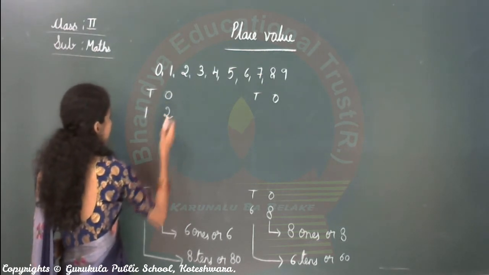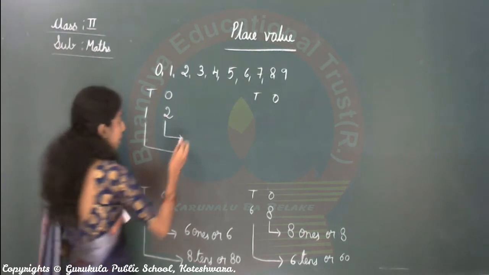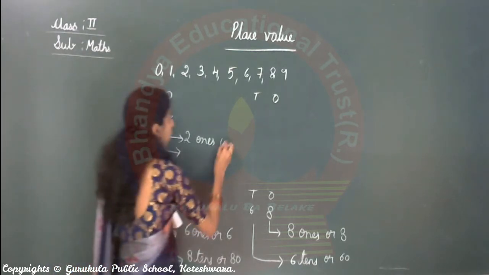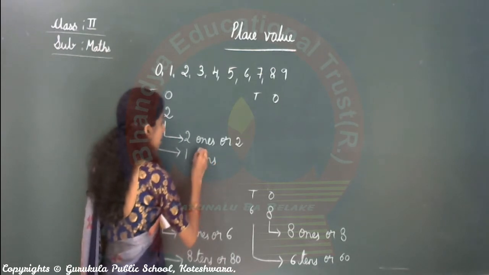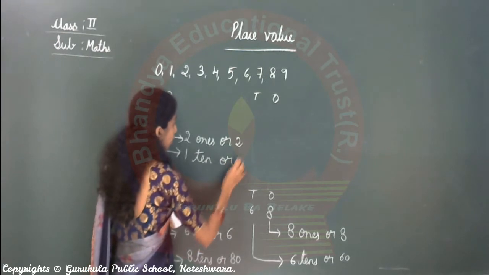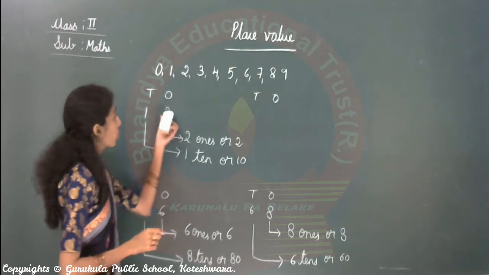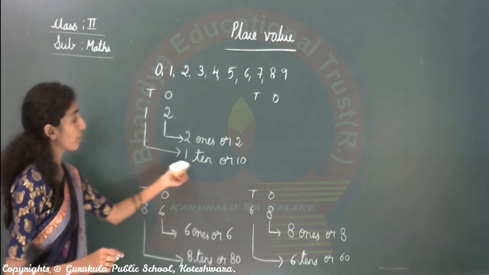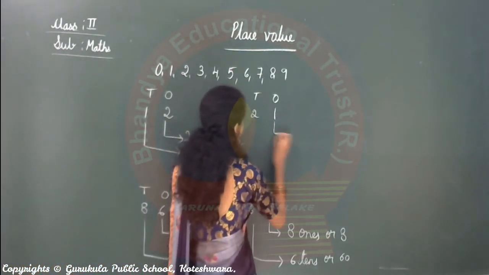Here, 12. 2 is in the 1's place, so 2 ones or 2. 1 is in the 10's place, which means what? 1 is in the 10's place, so 1 ten or 10. 1 ten means 10. Understood, my children? 2 is in the 1's place, so 2 only. But 1 is in the 10's place, 1 ten means 10. Understood, like that only. Take it here, 21.